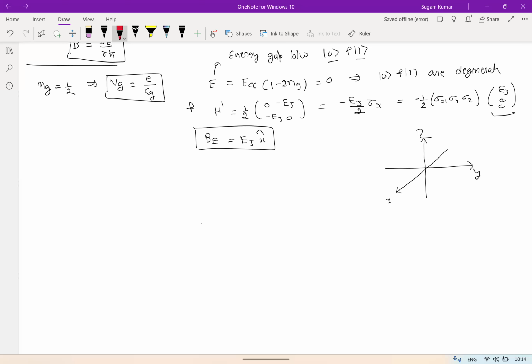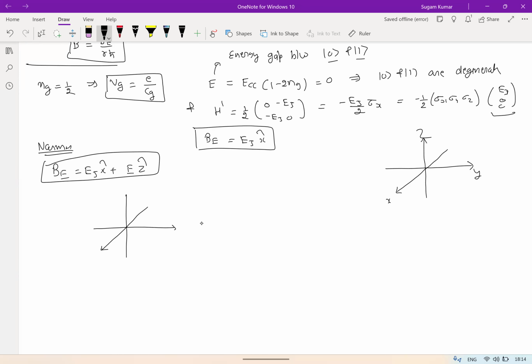So in this case, this spin, I mean in the normal situation, this B effective is equal to Ej x cap plus Ee z cap. It means in the normal situation, this B is in some direction, but in the xz plane, where one component is here and another component is here. One component this side is called Ej and this component is called Ee. But keep in mind that this vector is in the xz plane. Whereas in this situation, this vector is exactly along the x-axis.